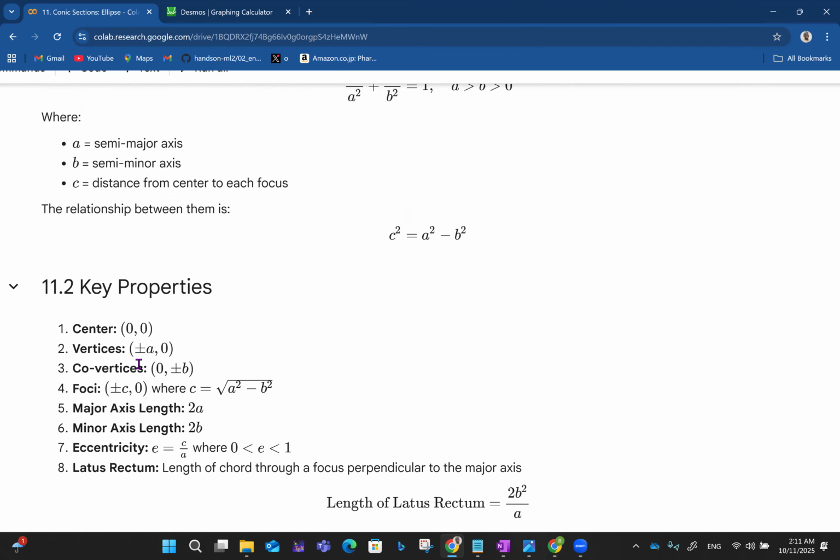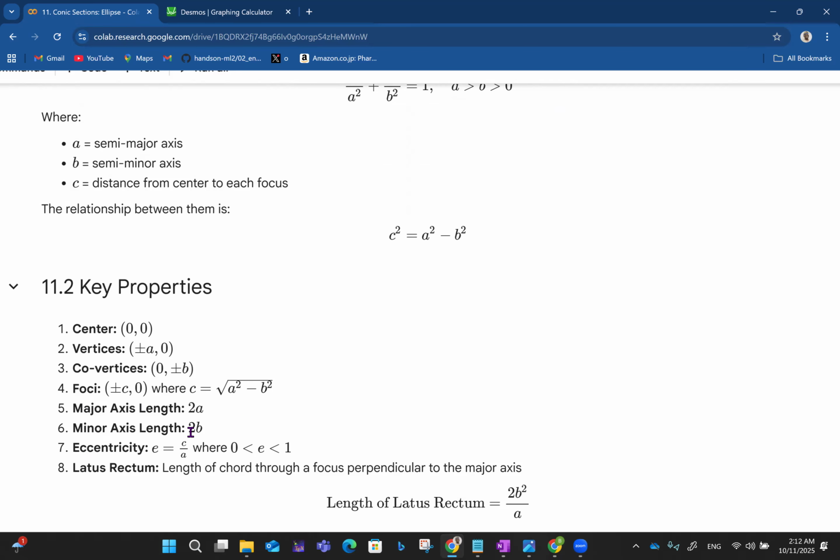It has the center. If you assume that the center is at the origin, it may not be at the origin, by the way, but let's assume it is. Then we have vertices plus or minus a comma 0, and co-vertices 0 comma plus or minus b. Then the foci are plus or minus c comma 0, where c is the square root of a squared minus b squared. So once you know a and b, almost every other thing can be sorted. Then the major axis length is 2a, and the minor axis length is 2b.